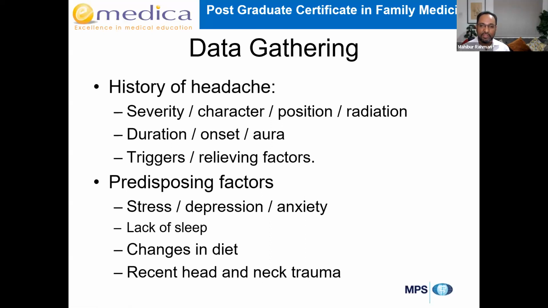So let's say someone previously didn't have an aura, now they get an aura. That's interesting to us, okay? We did look at the triggers. Maybe the fact that they're under stress might be setting it off. And then, what do they do? They go in a dark room, they take their triptan, but it's not working. We looked at some of the predisposing factors. So stress, depression, anxiety, lack of sleep, changes in diet.